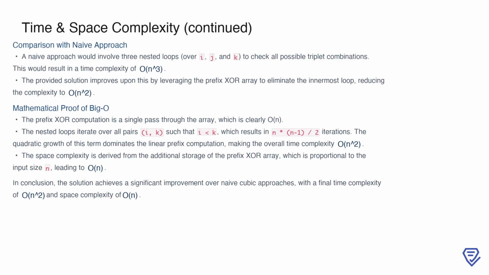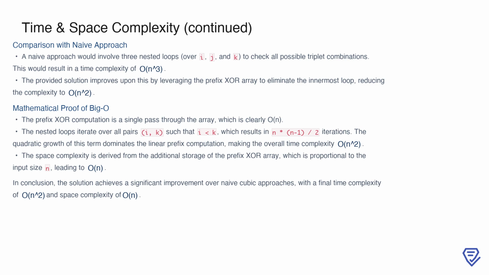Finally, comparing this optimized solution to a naive approach highlights its efficiency. A naive solution would use 3 nested loops to evaluate all possible triplet combinations. This would result in a time complexity of O(n³), as the number of iterations grows cubically with the size of the input. The optimized solution eliminates the innermost loop by leveraging the prefix XOR array, reducing the complexity to O(n²).